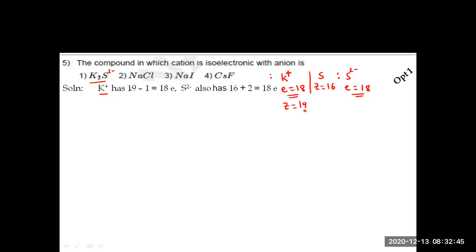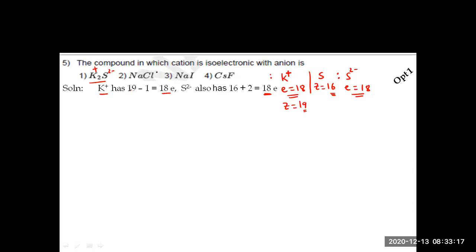But this K2S has K+ ion. So that means it would have lost 1 electron. So what is remaining with K+ is only 18 electrons. And sulfur in this K2S is there as sulfide, S2-. The atomic number of sulfur is 16. If it gains 2 more electrons, how many electrons does it become in sulfide? 18. So K+ has 18 and sulfide also has 18.